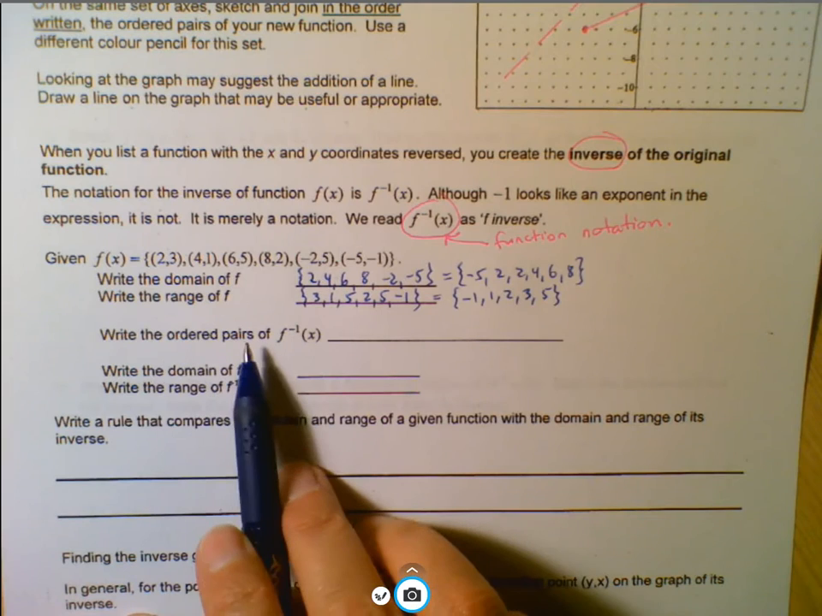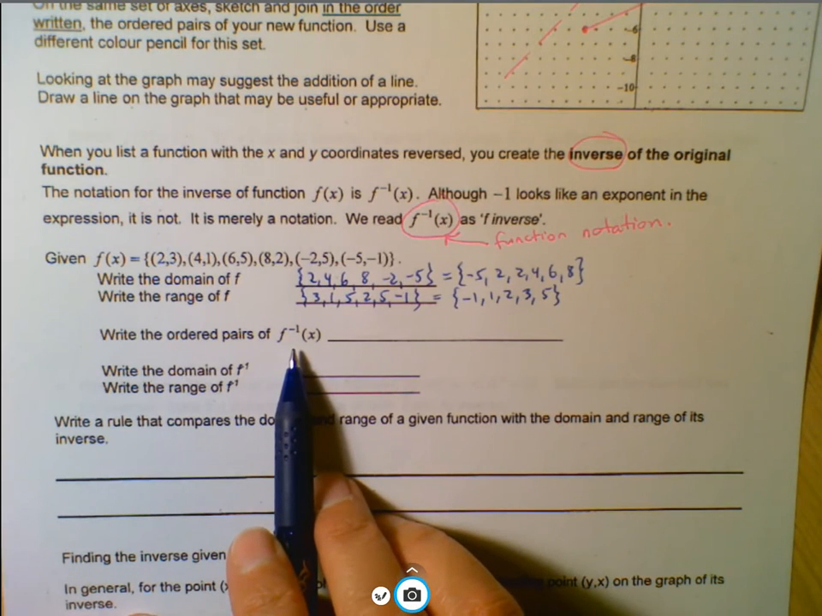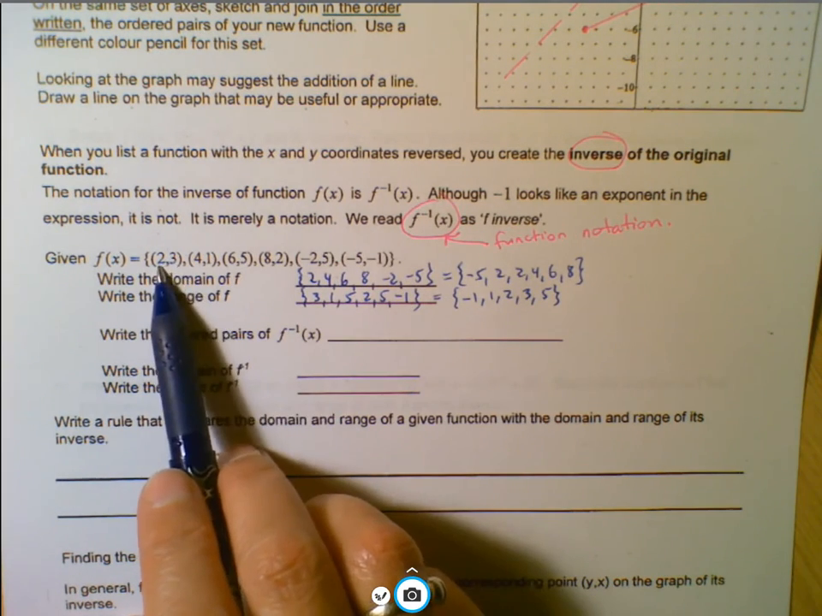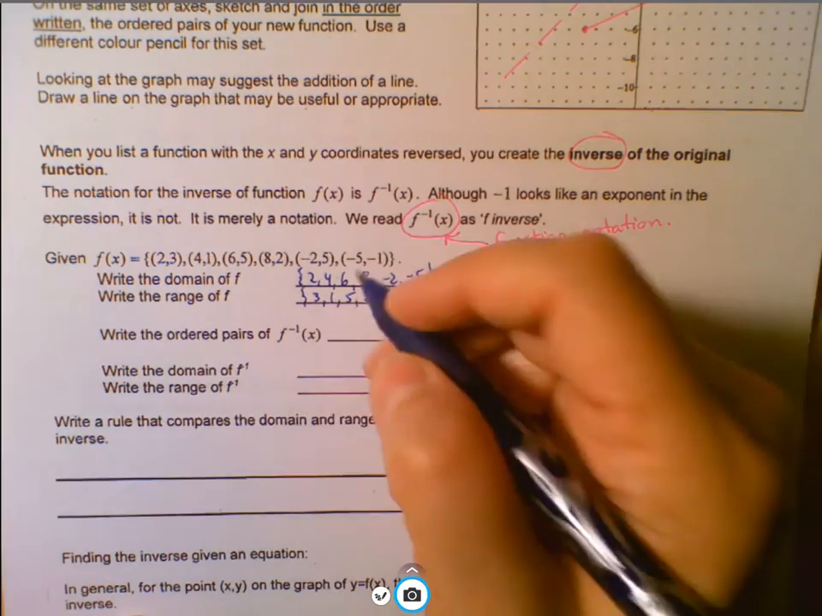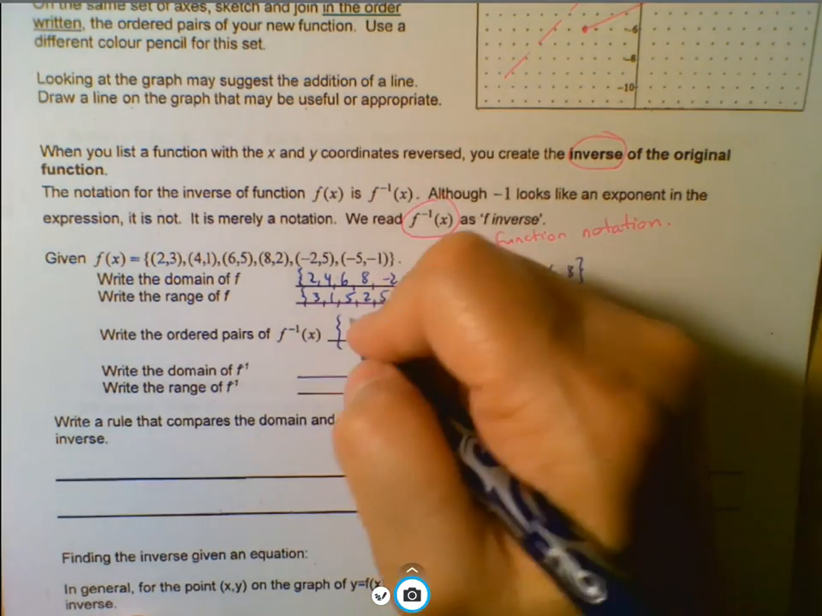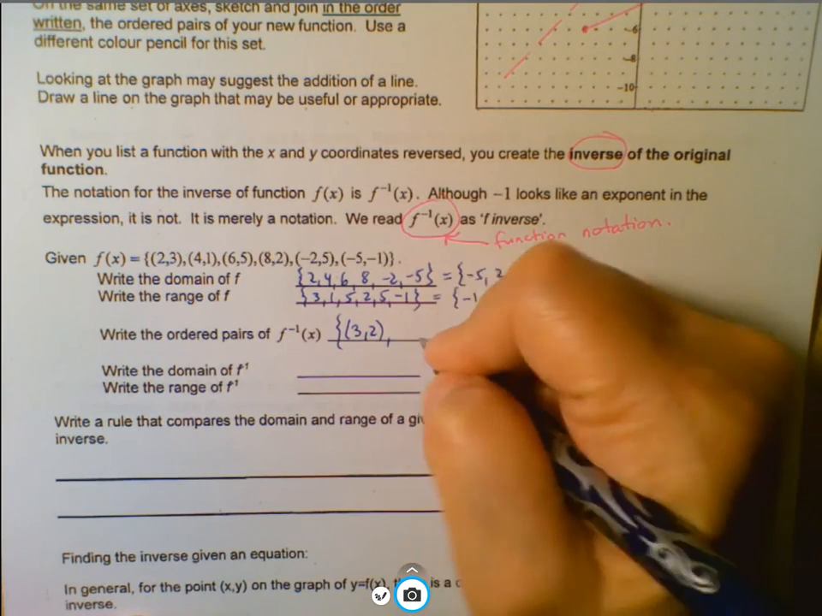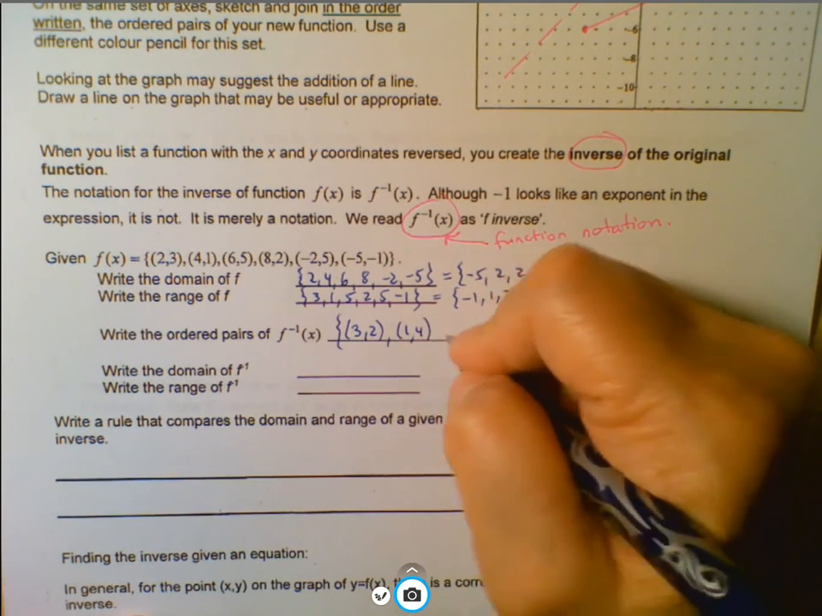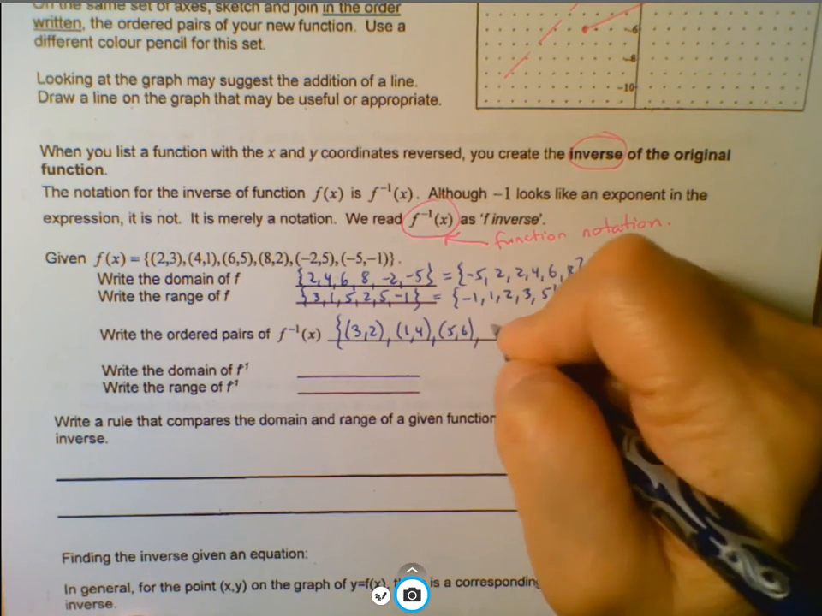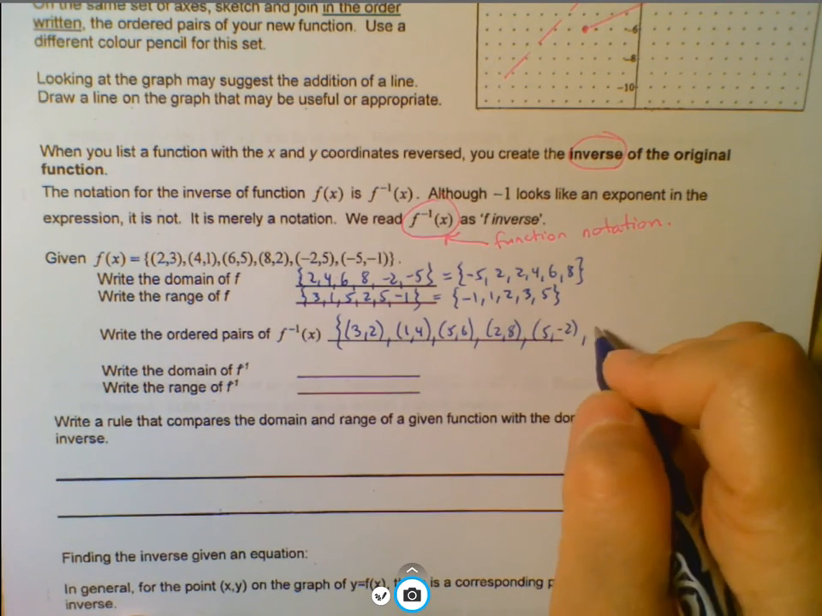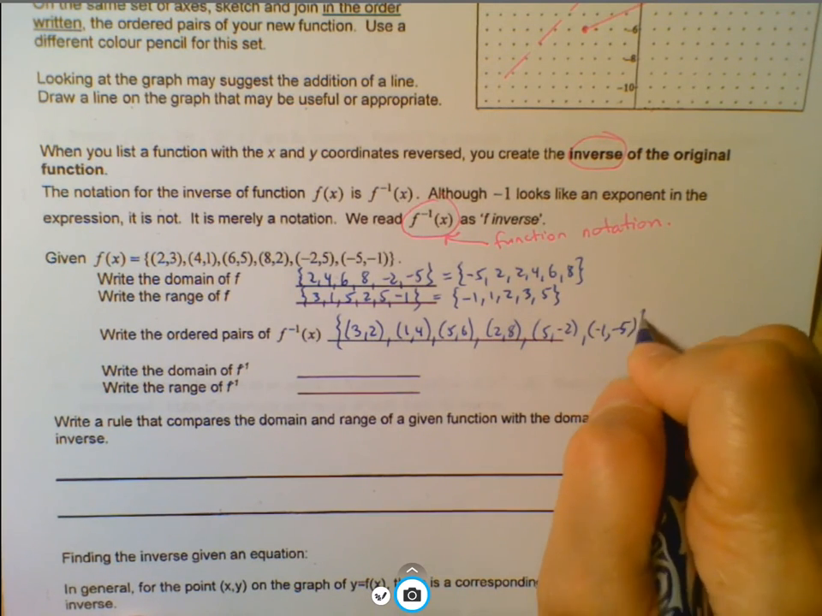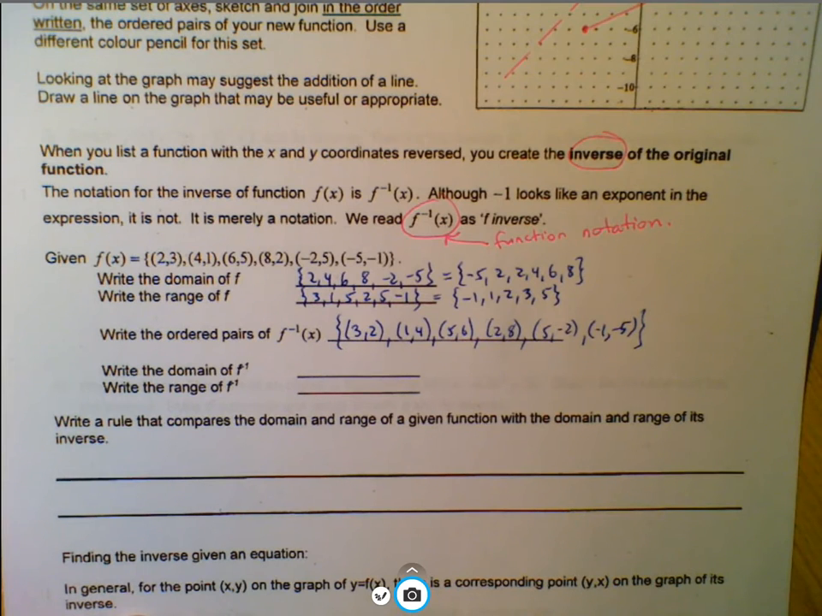Okay, then it says write the ordered pairs of f inverse. So the ordered pairs of the inverse is going to be the same ordered pairs, but with the x's and y's reversed. So instead of 2, 3, I have 3, 2. Instead of 4, 1, I have 1, 4, 5, 6, 2, 8, 5, -2, -1, -5. Okay.